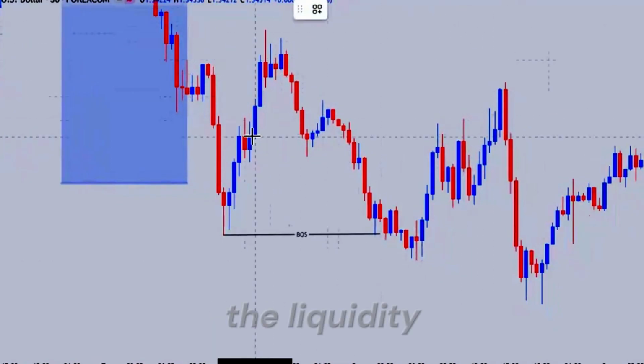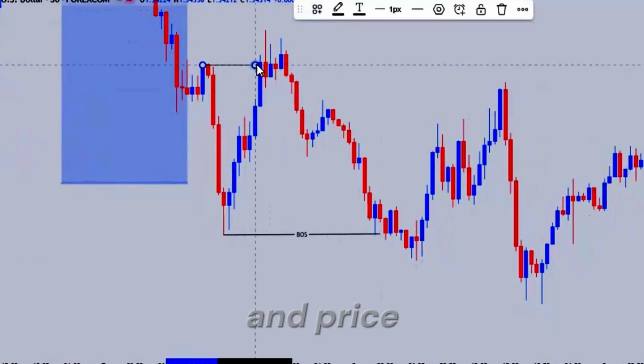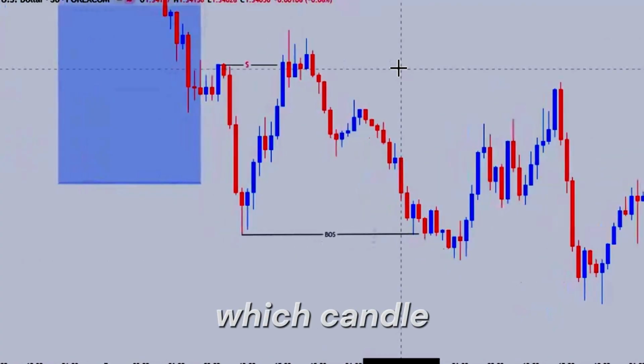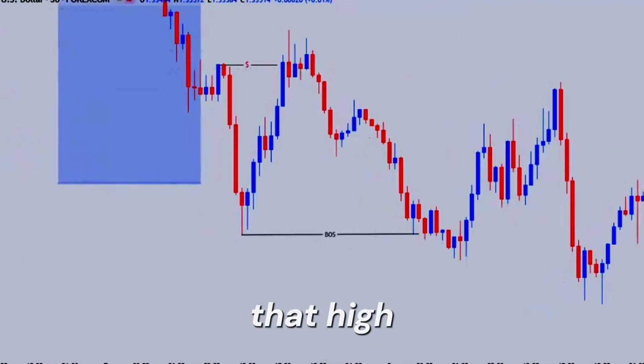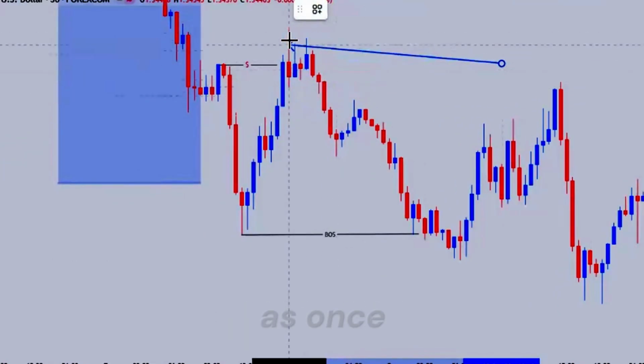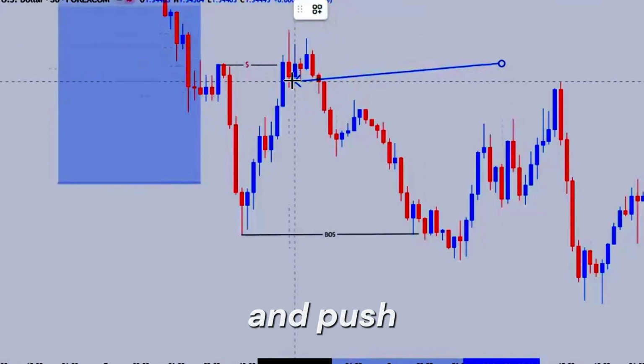So now where is the liquidity order block? Firstly, we have this high right here and price had to take it out. So let's mark it to be liquidity. So now which candle blasted through that high? It was this bearish candle. It was once as bullish as this. Then the bears came into the market and pushed price to the downside.